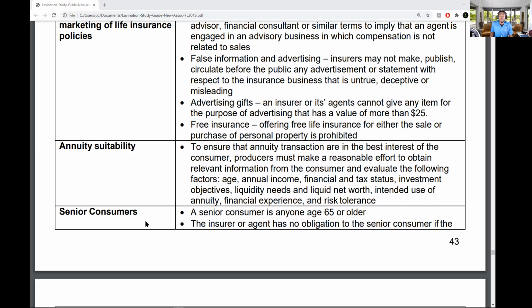So senior consumers, seniors, you're looking at somebody who's 65 or older. A senior consumer is anyone the age of 65 and older. So if you're selling to that person, be extra careful.